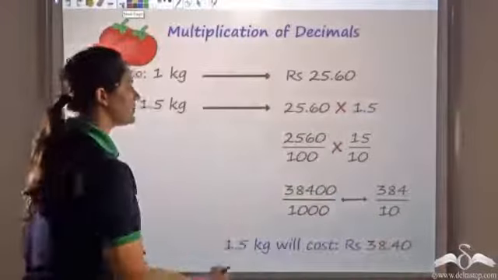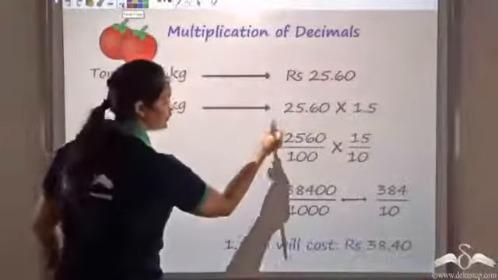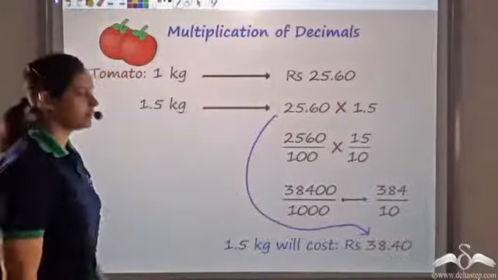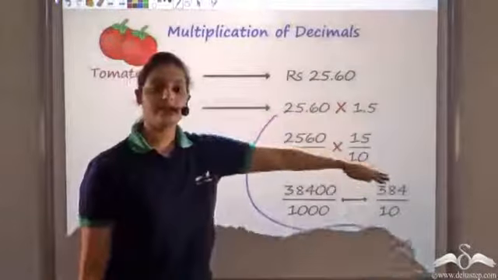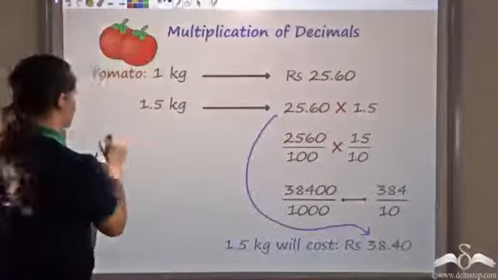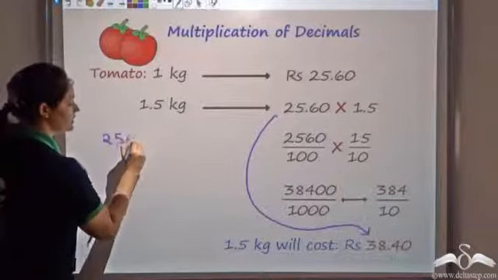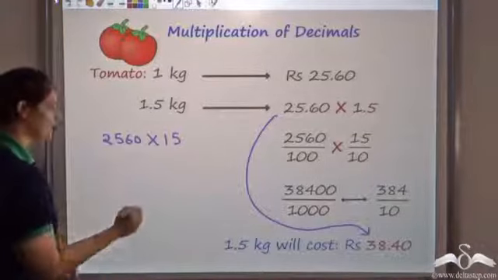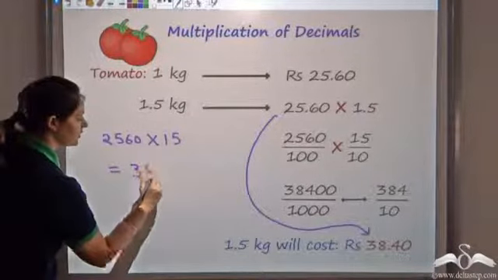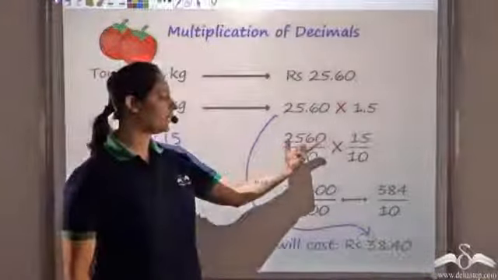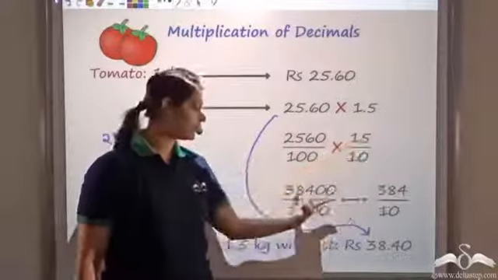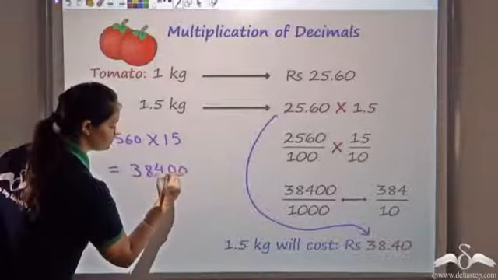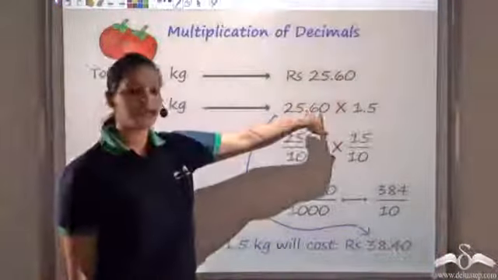Now if you look at here, how do you come from here directly to this step? Let's look at that method. Forget the decimals and multiply the two numbers. That is, you multiply 2560 directly by 15. What I get is 384. This is what I did, 2560 into 15, which is 38400. So I get 38400.